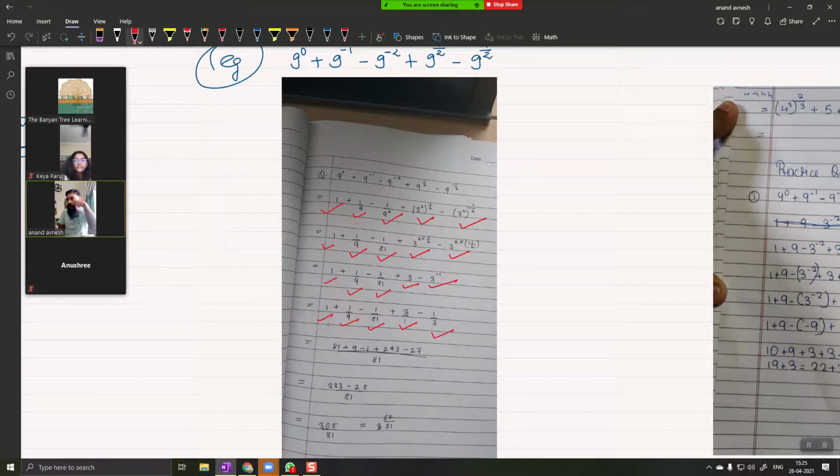Okay. Now you have taken LCM throughout, and LCM is 81. So this is 81, correct. This is 9, this is 1, this is 243, correct, and this is 27. Okay, so 81 plus 9 plus 243. Okay, 81 plus 9 is 90. 90 plus 243 is 333 minus 28 by 81. 333 minus 28 is 305 by 81, which is 362 by 81. Okay, is it 362 by 81, Kaya? Sir, I'll check again. Just check it and confirm with me. Yes, sir.